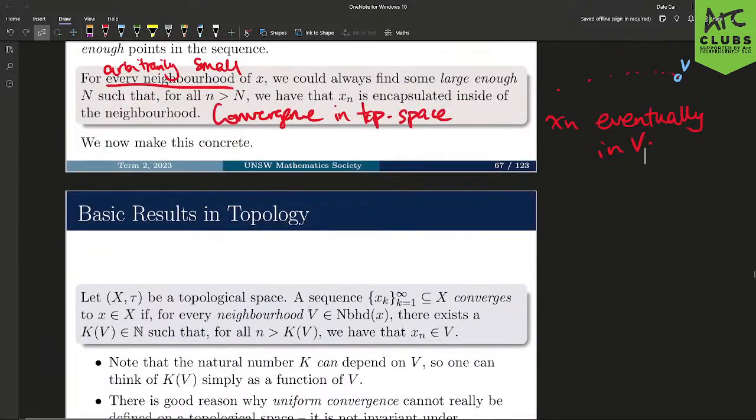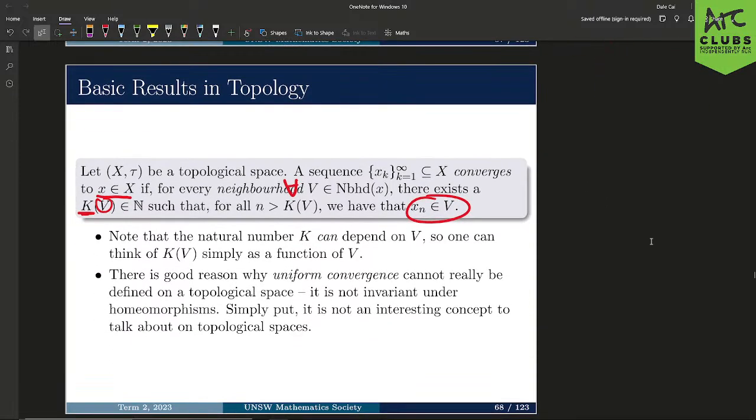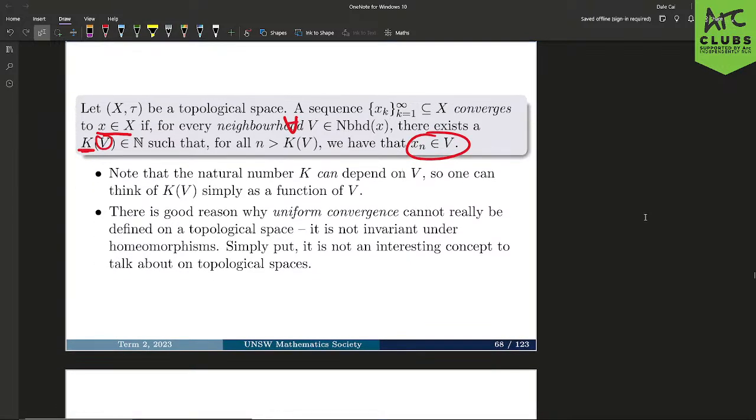And I think that's what they're doing here. Yeah, so a sequence converges to x if for every neighborhood, so for all V in the neighborhoods of x, there is a K that can depend on the neighborhood, such that beyond that point, my sequence is inside the neighborhood. So yeah, K can depend on V, and just a note, uniform convergence isn't really defined on the topological space, just because it's not that useful.